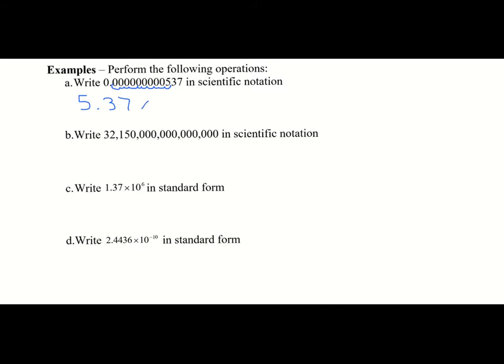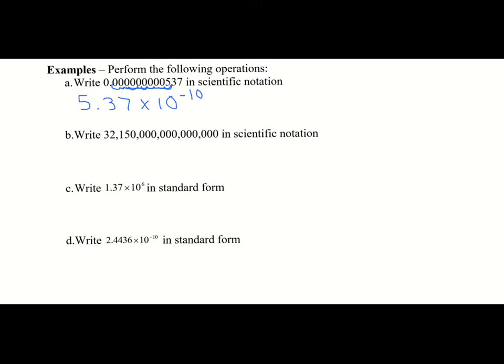Then you're always going to put your times 10. And we counted when we moved it. Well, we moved that decimal point over 10 times. And because we took a smaller number and made it larger, remember, we moved to the right. So when we move to the right, when we're putting a number in scientific notation, use that negative exponent. So it's going to be times 10 to the negative 10.